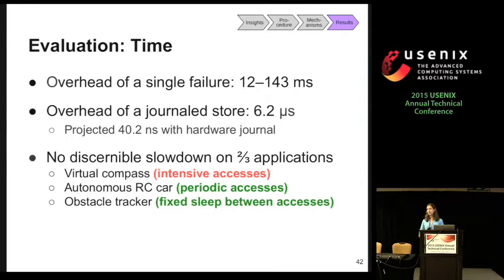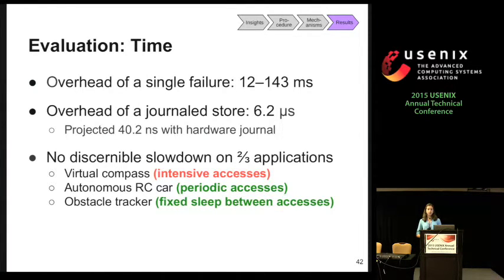The biggest time overhead, however, was actually due to the journal, because we implemented the journal in software for our prototype here. As a result, there was an overhead of 6.2 microseconds for each store that was burdened by this overhead due to journaling. However, in the paper, we proposed a few very simple hardware mechanisms that we believe would decrease this overhead by 2 orders of magnitude. So that would be good.